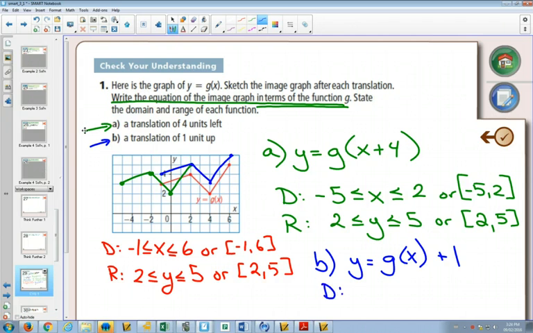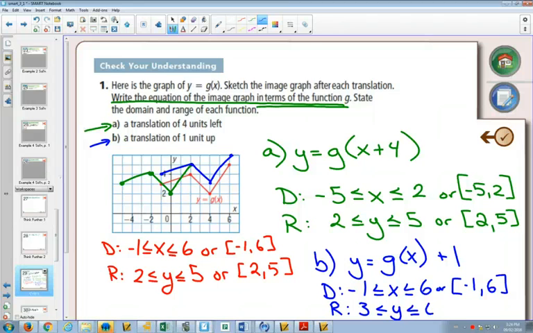Our domain, since we're moving it up and down, does it make sense that our domain is exactly the same as what the domain of our red one was? But now our range is going to change, and since we moved it up 1, everything got shifted up 1 for our range.